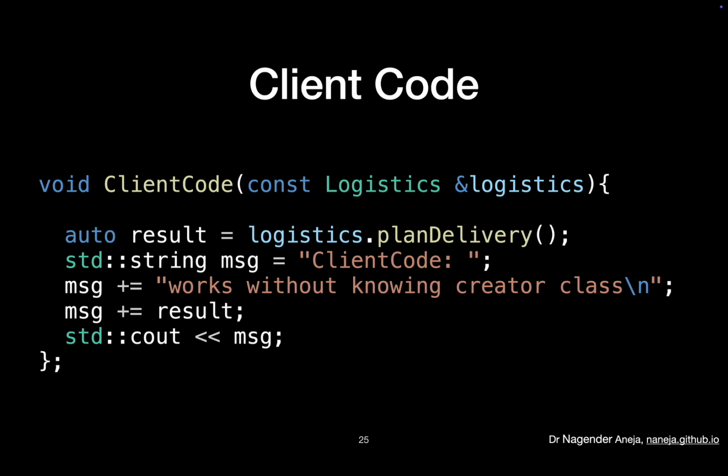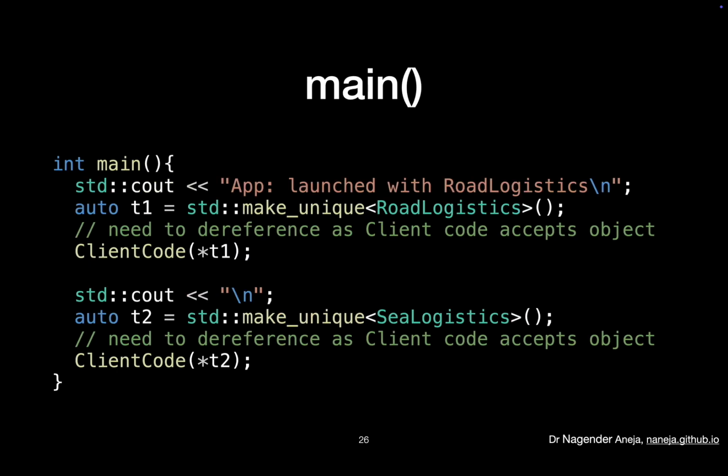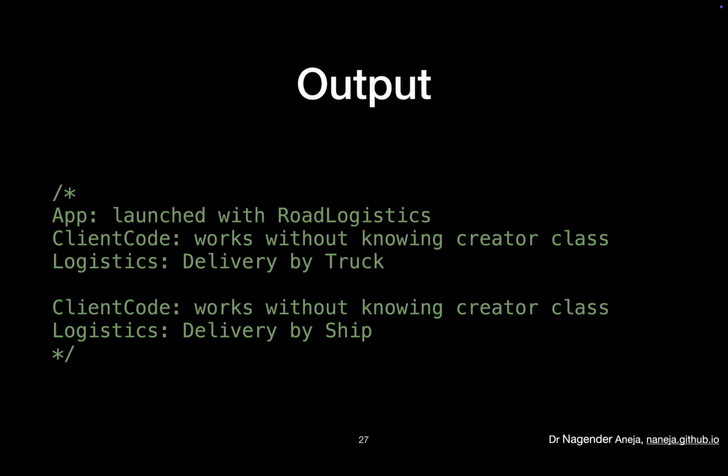Next step is to write the main function. Now in the main function we create an object of the road logistics and pass this to the client code, and similarly we can have an object of the sea logistics also and pass it to the client. So the client code can handle all types of objects, whether it's road logistics or sea logistics. In this way our program is very good. So that's the factory method.